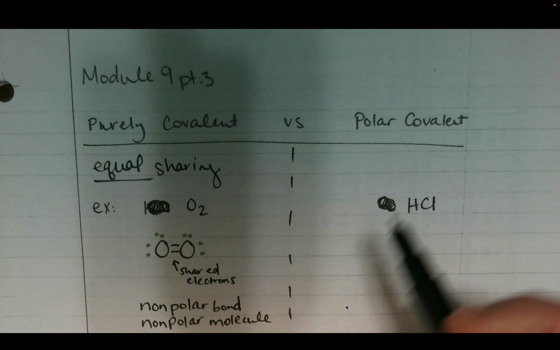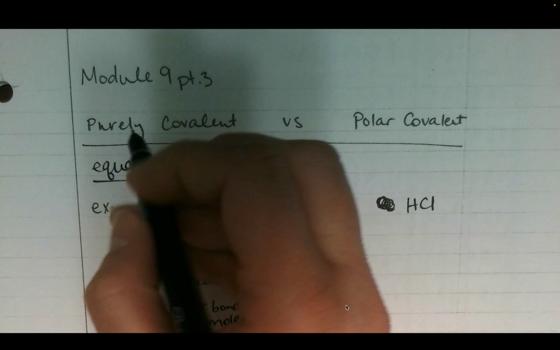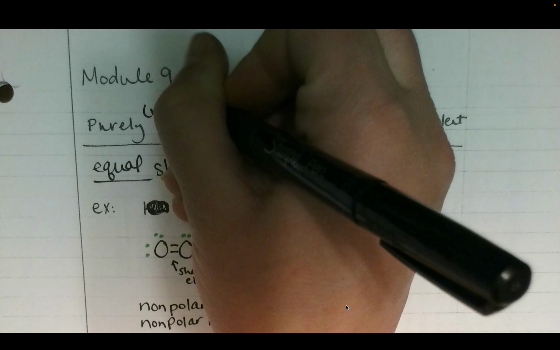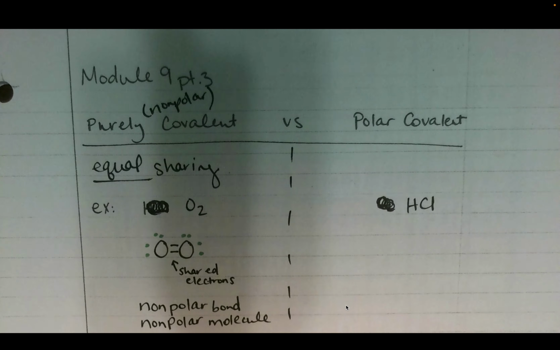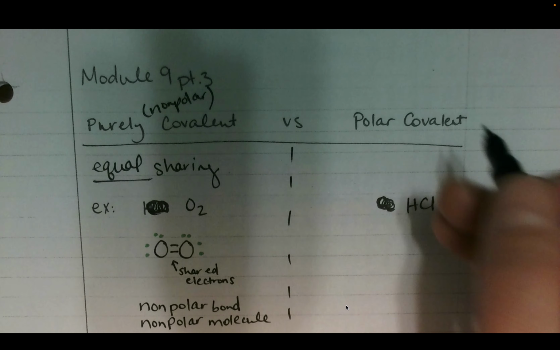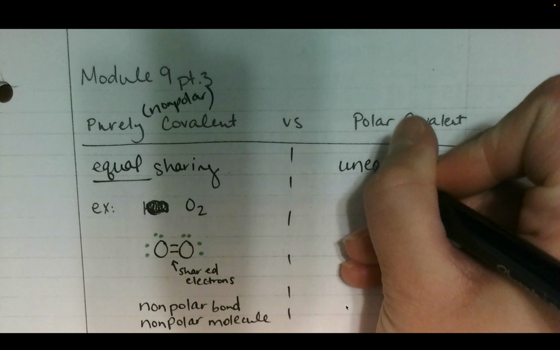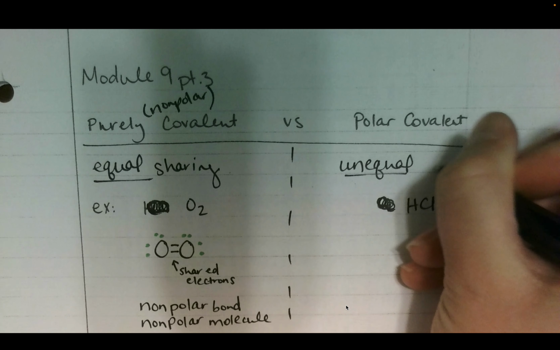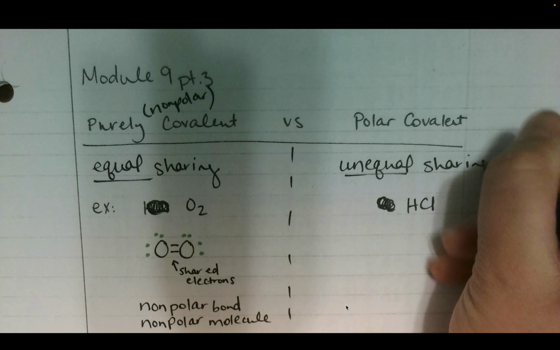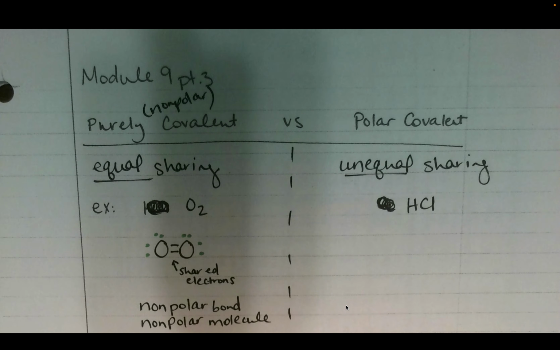As opposed to, and in regards to this purely covalent, you also might call this nonpolar. Your book calls it purely covalent. You may hear it outside of this class referred to as nonpolar, or by me as nonpolar. When I look at polar covalent, I have unequal sharing. I create poles. Unequal sharing, specifically talking about electrons here.